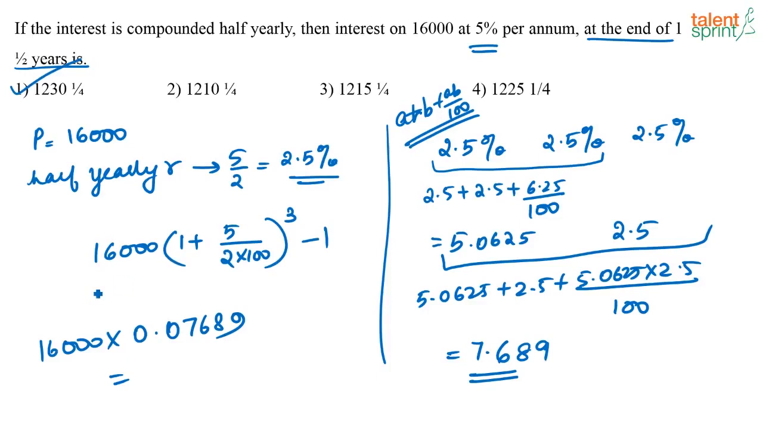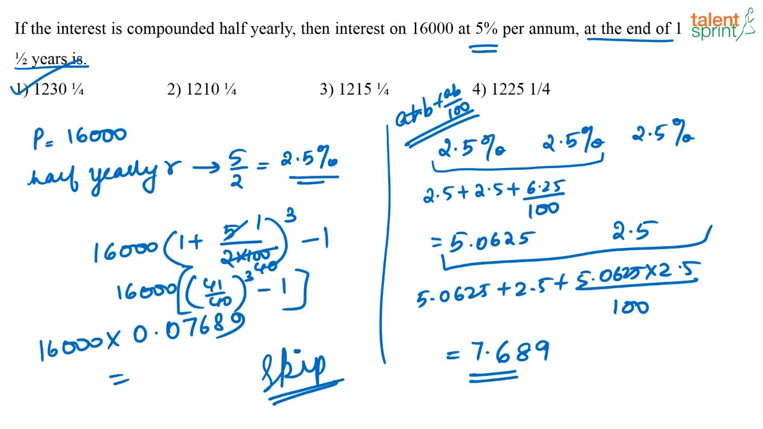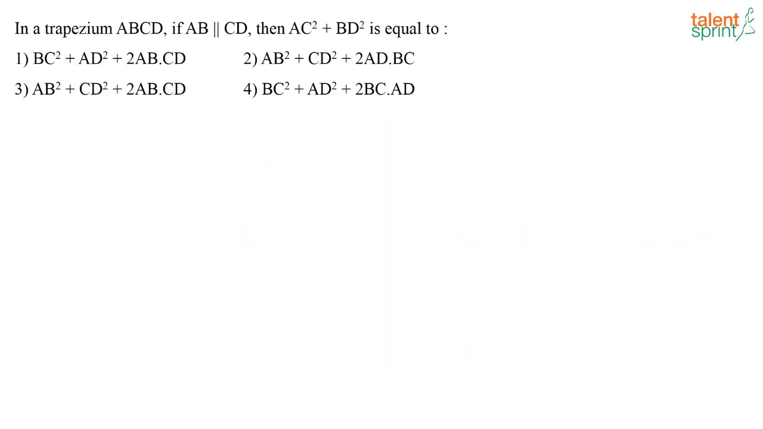Even if you try to simplify this, what will you get? You will get 16,000. I think this method, again you will get, see here, you have 5 by 200. So this is nothing but 1 by 40, right? So 41 by 40, the whole cube minus 1. Again you have a cube term to simplify here. Whichever method you use, it's going to be time consuming. The answer that you will get will be 12301 by 4. Okay, I just took this question to say that skip such questions if they come in the examination. Whichever method you use, it's going to be time consuming.